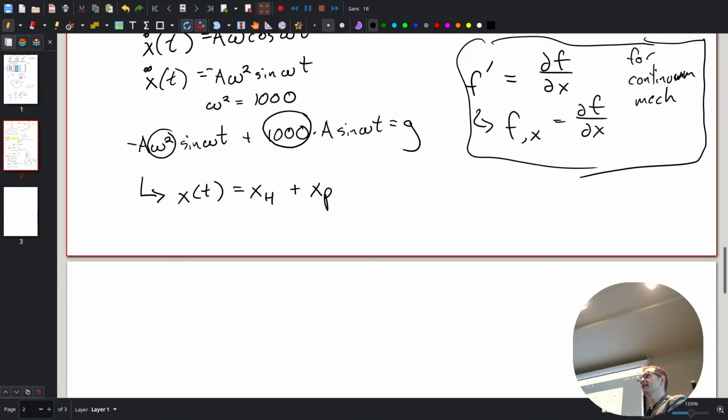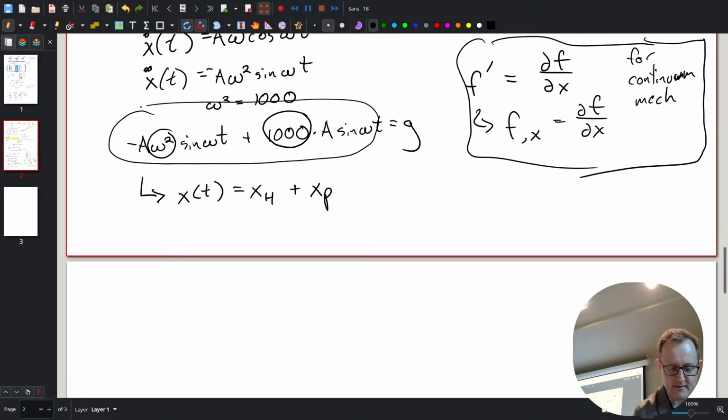Homogeneous is equal to 0. Okay, yeah, homogeneous is solving the zero problem, which is what we were just saying right here. If we can get this thing to equal 0, that would be our homogeneous solution.